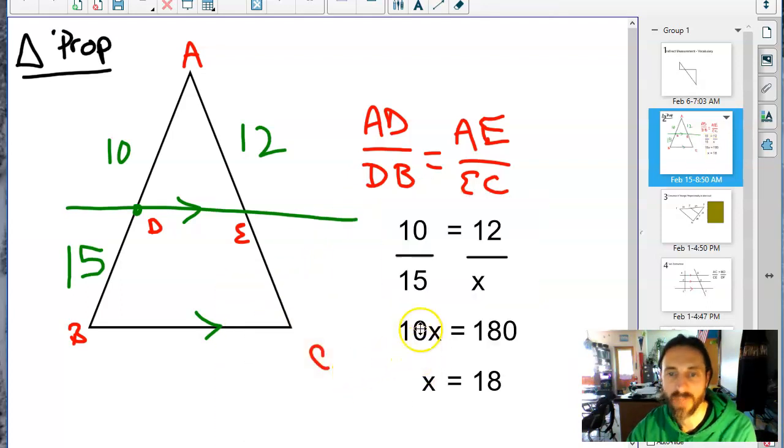Bam. Gone. 10 over 15 goes with 12 over x. I'm going to call this x, EC. I don't know what it is. Again, proportions. In this case, because the variable's in the denominator, I cross multiply. x goes with 10, 10x. 15 goes with 12, that's 180. Divide both sides by 10, and I get x is equal to 18. And that also would mean this entire side is 30. Just a little example. Pause if you need to get this in your notes.